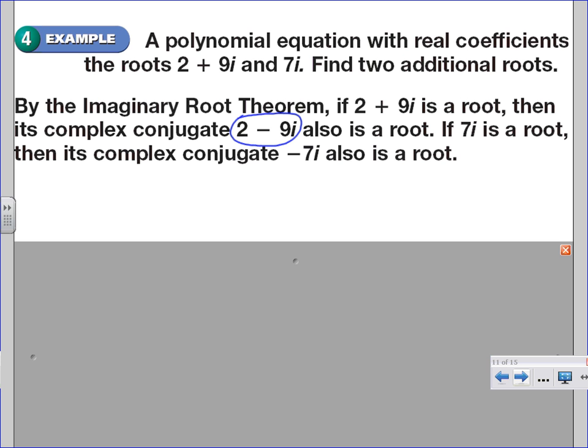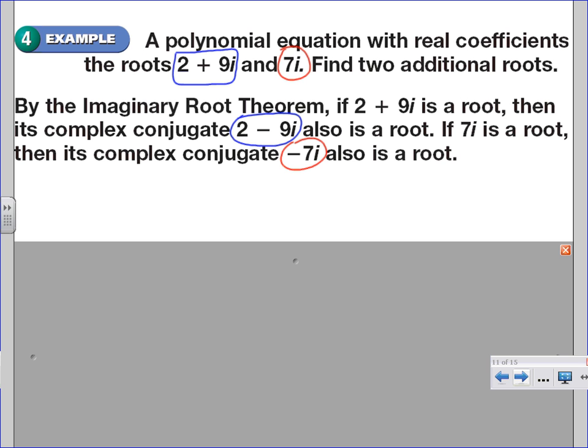Okay? And I don't really care if you know the word imaginary root theorem. That doesn't make any difference to me. What I want you to know is if you have 2 plus 9i as a root, that 2 minus 9i has to also be a root. By the same token, once you know you have a 7i as a root, you better know that negative 7i is also a root, okay? Notice all we're doing with the 7i is changing the sign, and with the 2 plus 9i, 2 minus 9i, all we're doing is changing the sign in front of the i term, okay?